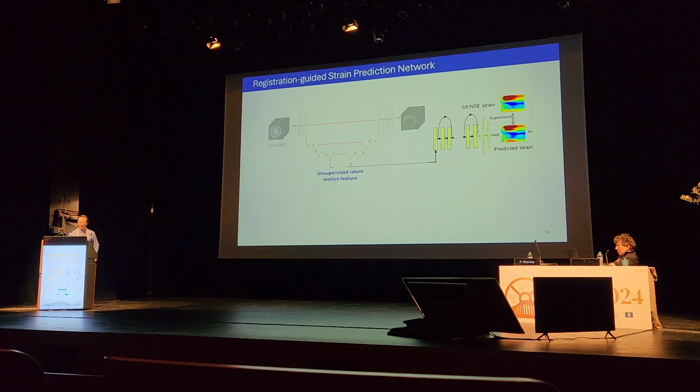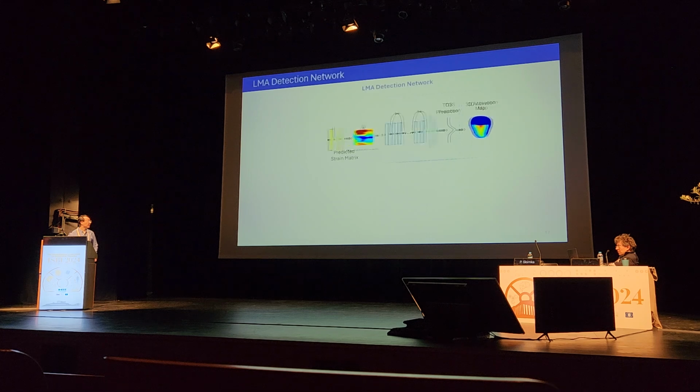Next is the strain estimation module, where we begin from the unsupervised latent motion feature and predict the strain matrix, with supervision from highly accurate DENSE data. Here the loss function is strain prediction error and model weight decay. And finally, based on the predicted strain, we can predict TOS and get the 3D activation time.